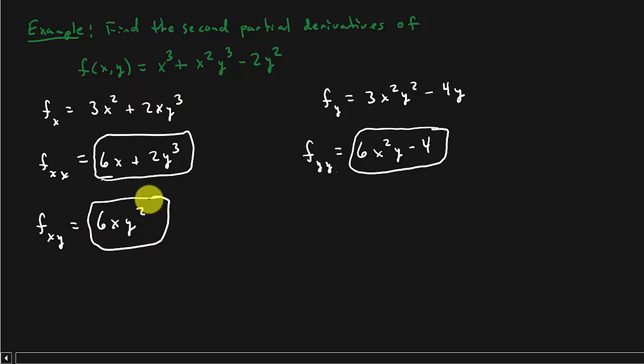And so there you have it. And then the second partial of f with respect to y, and then x. So I start here, take the partial with respect to y, and then take the partial of this with respect to x. And so you can see that's going to be 6xy squared. And there's your answer.